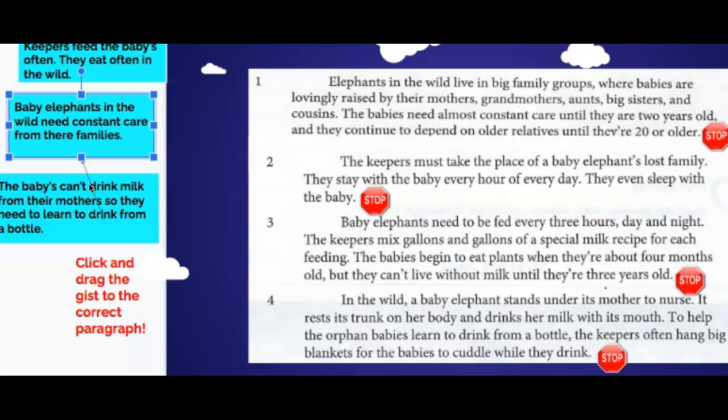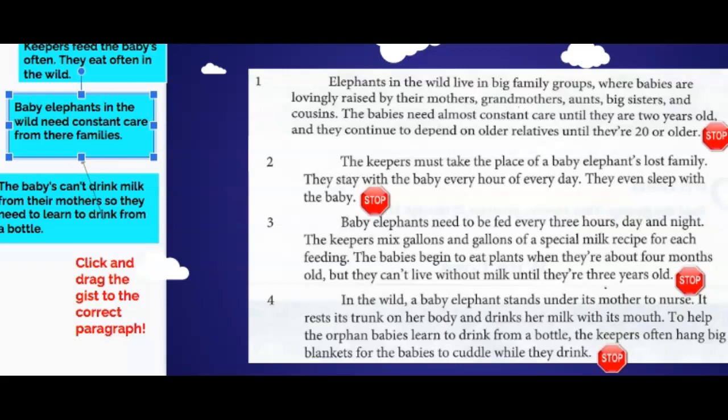Paragraph 1. Elephants in the wild live in big family groups where babies are lovingly raised by their mothers, grandmothers, aunts, big sisters, and cousins. The babies need almost constant care until they are 2 years old, and they continue to depend on their older relatives until they're 20 or older.